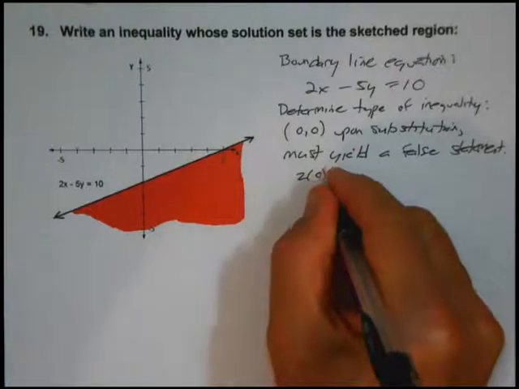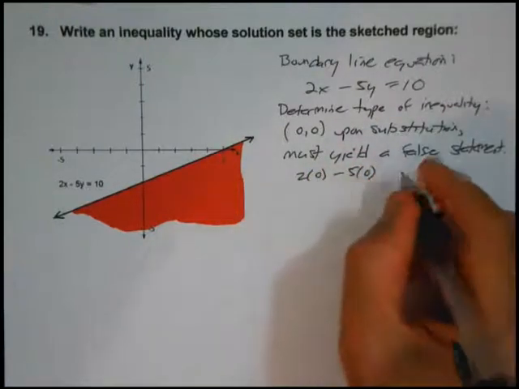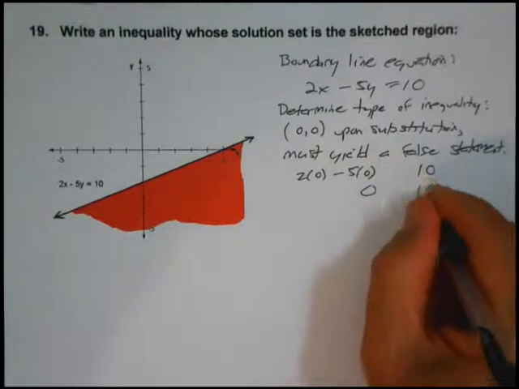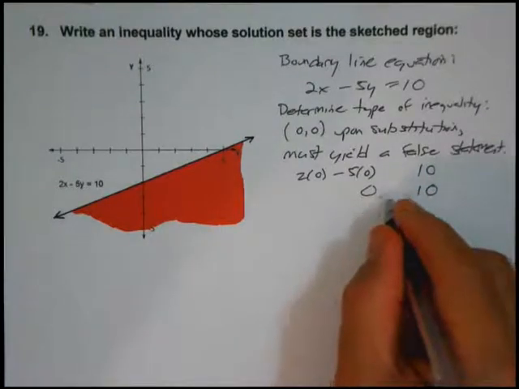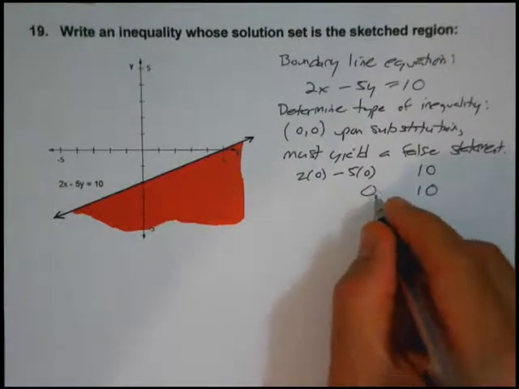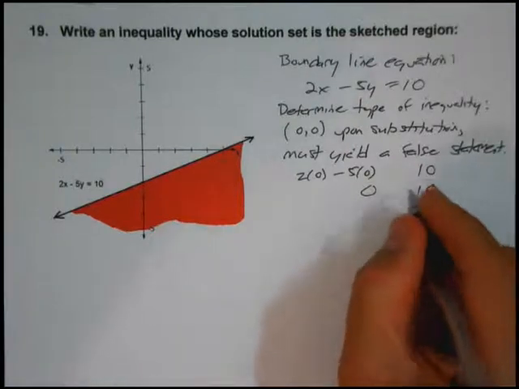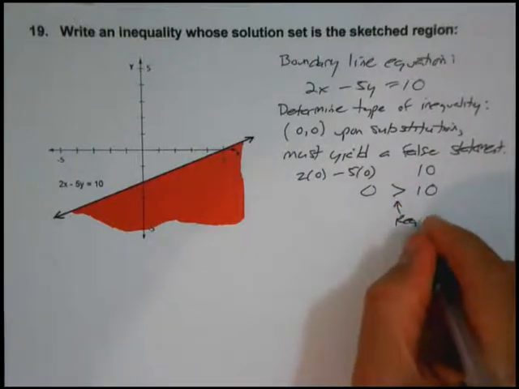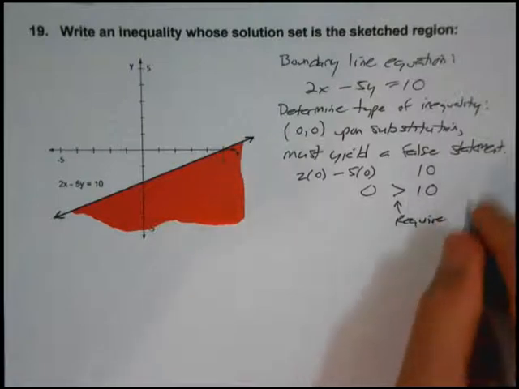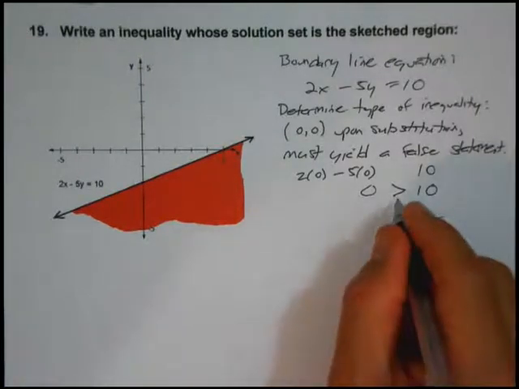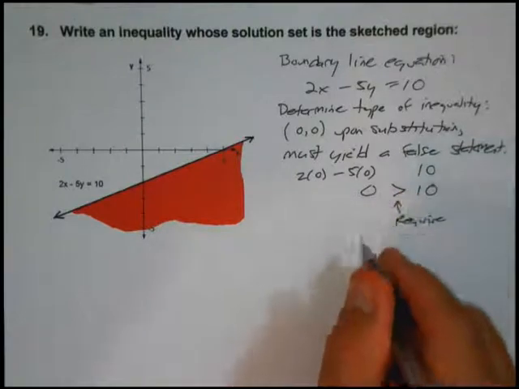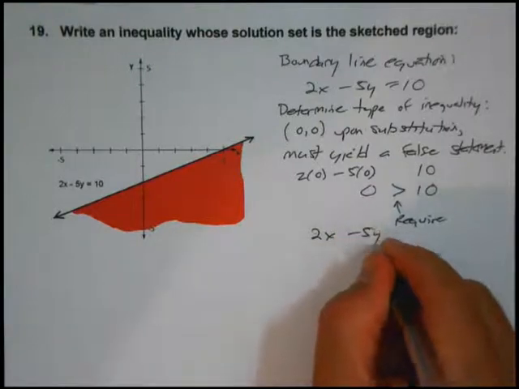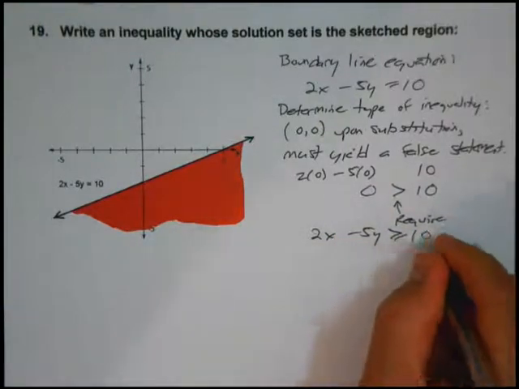This would be 2 times 0 minus 5 times 0 on the left. On the right will be 10. This is 0. This is 10. Okay, let's put an inequality sign here that makes this false. Well, 0 is actually less than 10, so if we had 0 greater than 10, this will be what we require to make it false. Okay, so now we know to put a greater than type inequality in our final inequality, and so we're going to be left with 2x minus 5y greater than or equal to 10.